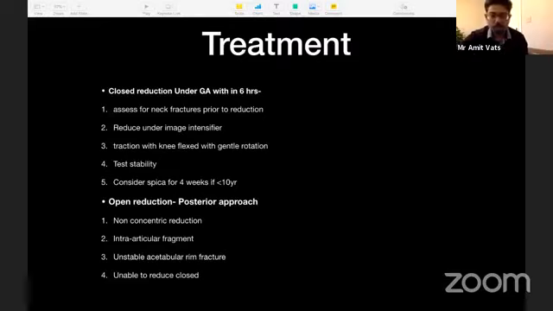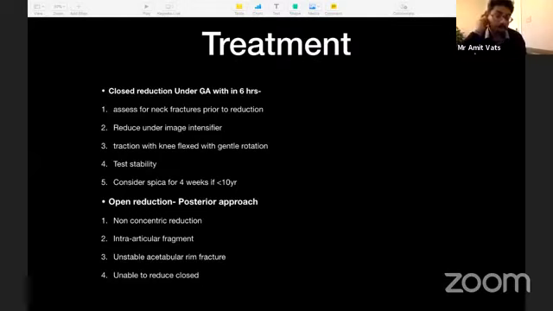Once the joint has been reduced, test for stability. And if it's a child below 10 years of age, do consider putting the child in a spica, especially if they are very young, for about 4 weeks.